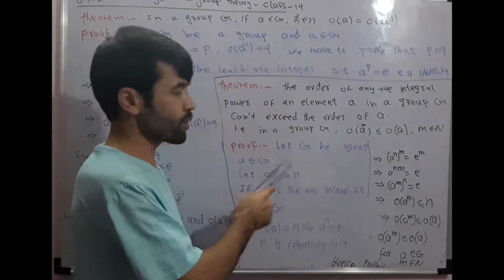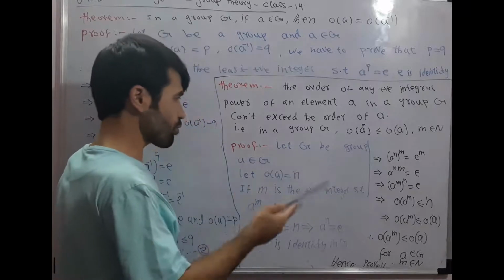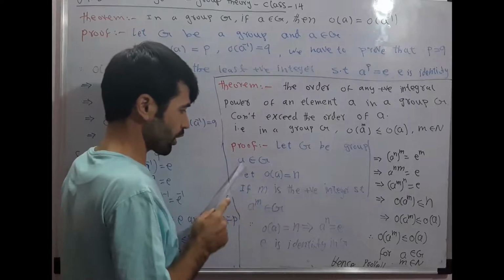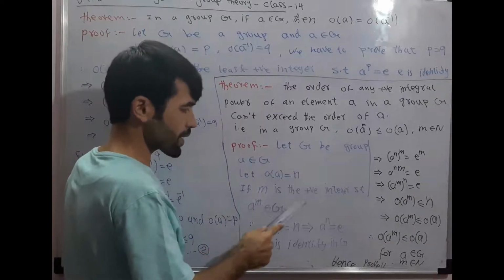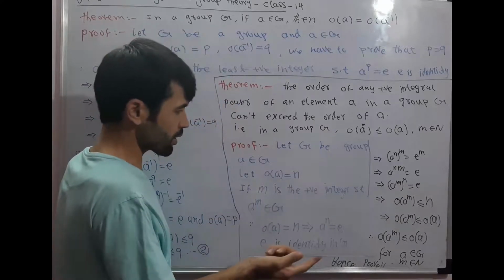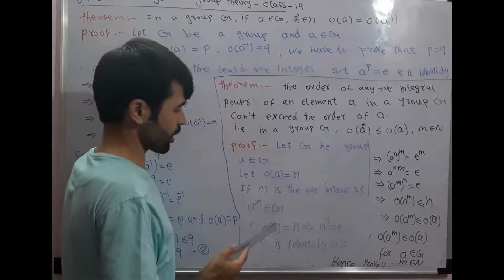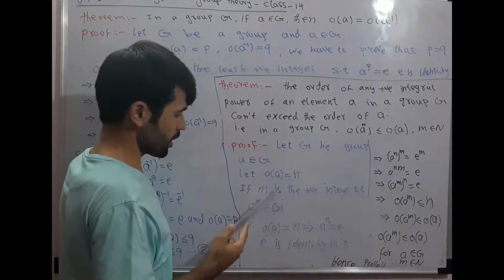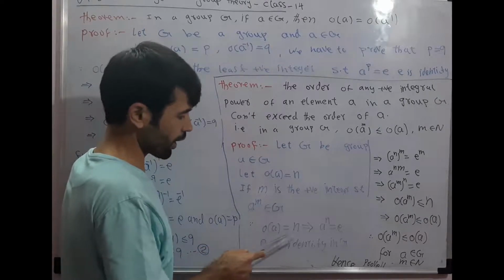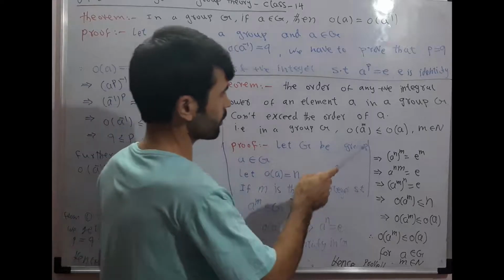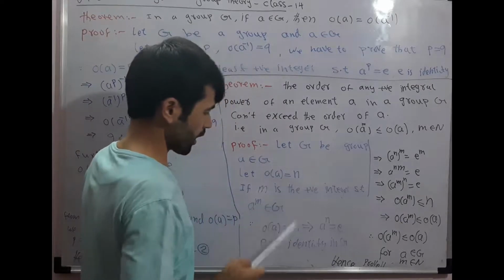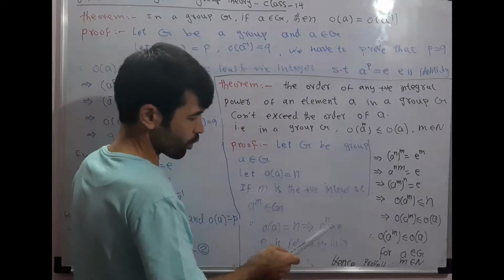Proof. Let G be a group, and a be an element of G. Let the order of a be n. If m is any positive integer, then a to the power m also belongs to G. Since the order of a equals n, it implies a to the power n.